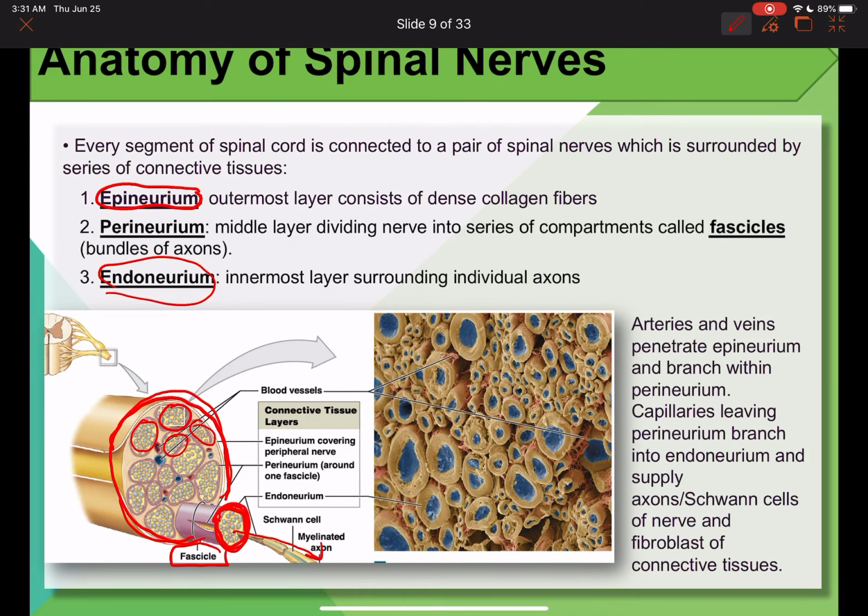And in terms of blood supply to spinal nerve, there are arteries and veins that will penetrate into the epineurium, branch within the perineurium, and then you have capillaries that leave the perineurium and branch into the endoneurium that will supply axons and Schwann cells of your neurons and fibroblasts of your connective tissues with oxygen, nutrients, etc., or carrying away waste materials like carbon dioxide and other stuff. Okay, all right.